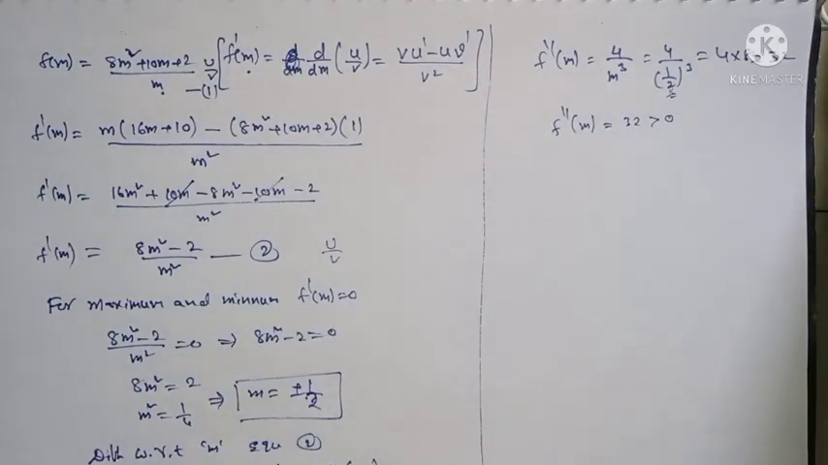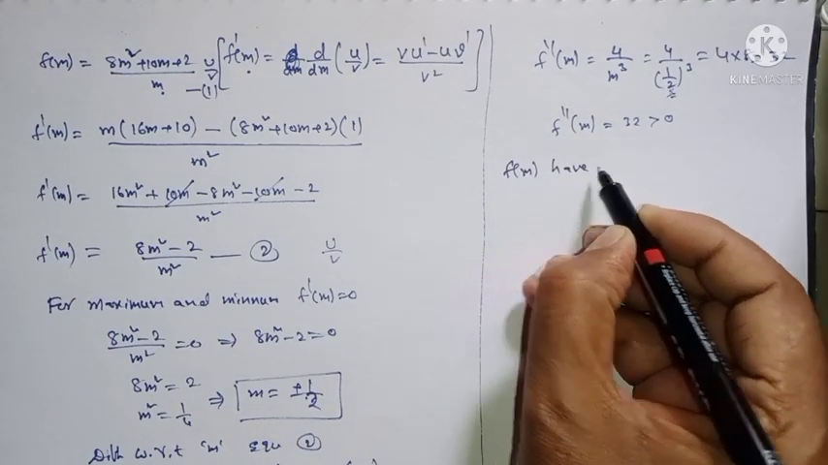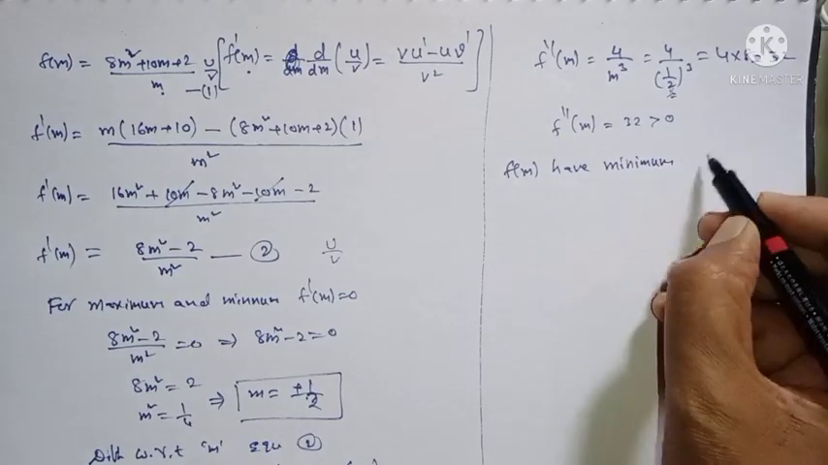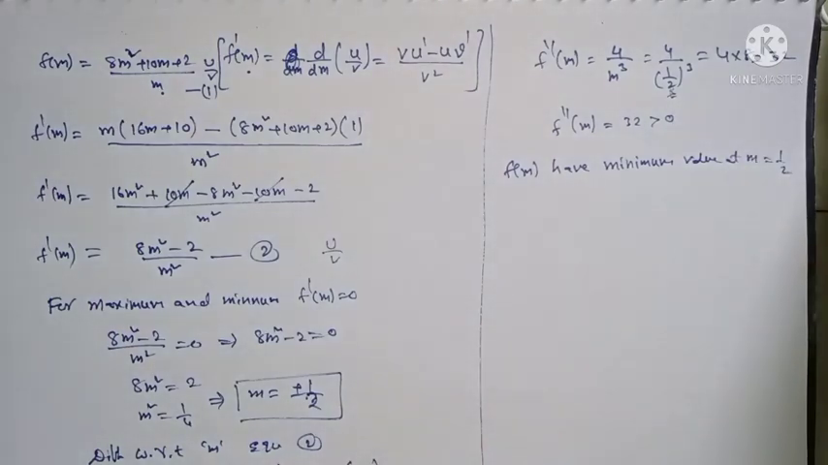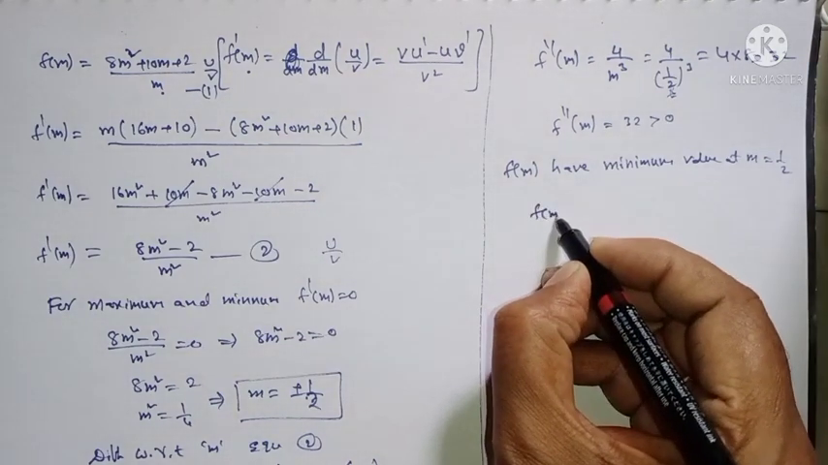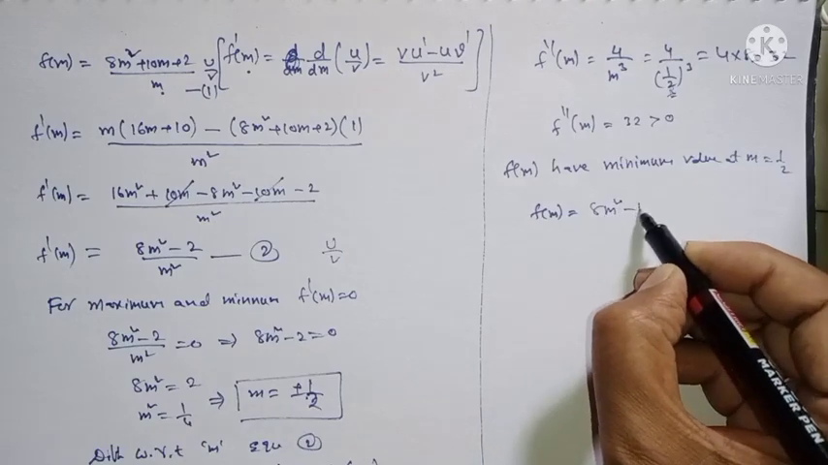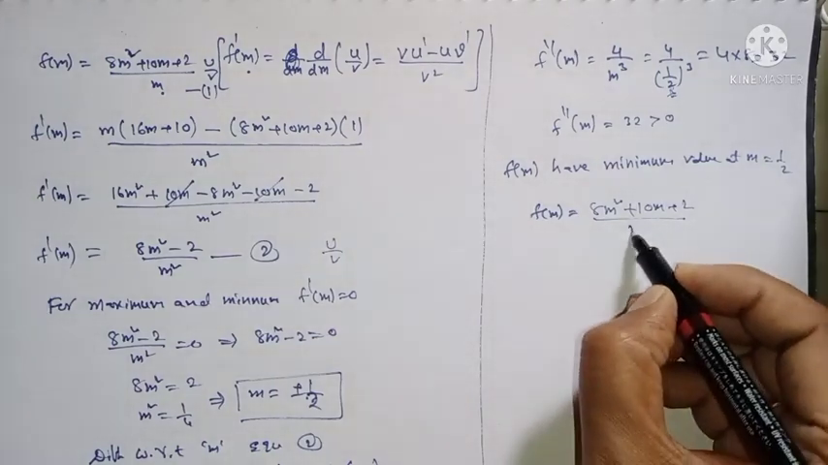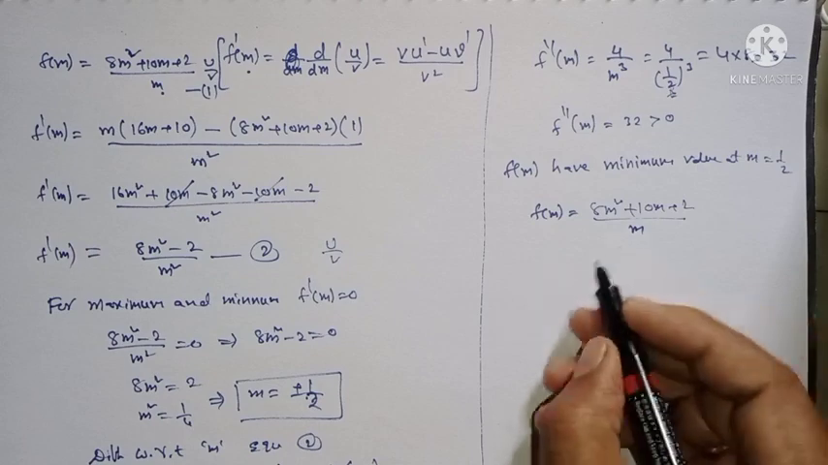Therefore f(m) has a minimum value at m = 1/2. How do we find the minimum value? f(m) is (8m² + 10m + 2)/m, which is 8m + 10 + 2/m. You can substitute your values.